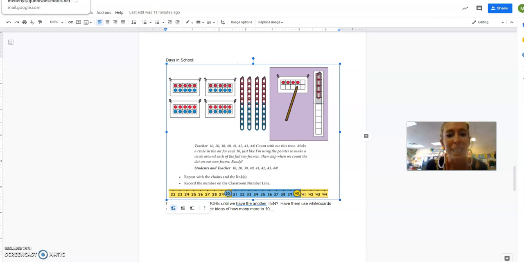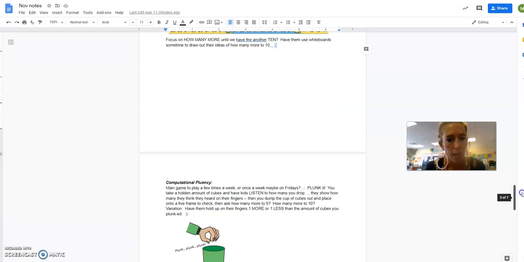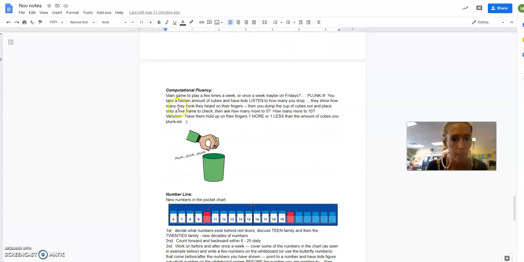And then you do it again with the links. So we go 10, 20, 30, 40, 41, 42, 43, 44. Show it on your fingers. How many more till 10, right? And then we can check it on that long strip to see that it's 5, 6 more till another 10. Okay, so that's just a refresher there. Then we have computational fluency. That's another focus that they say don't skip.